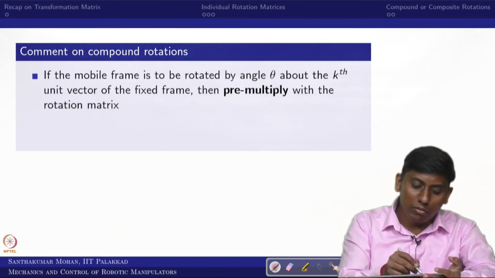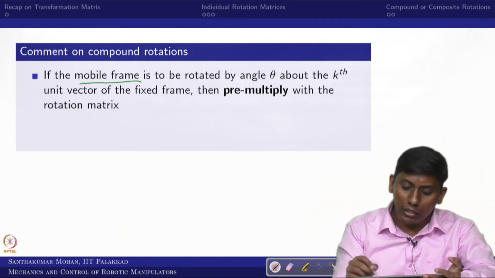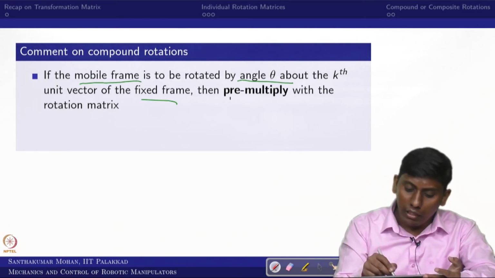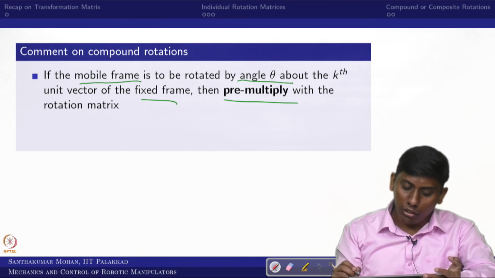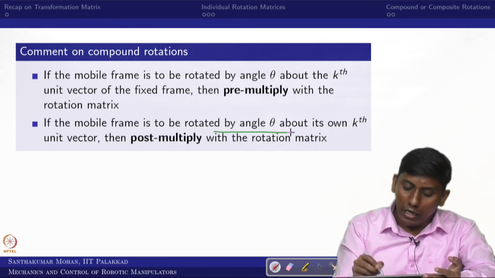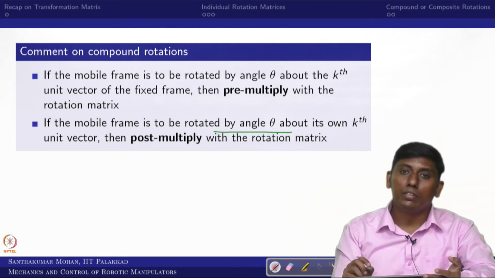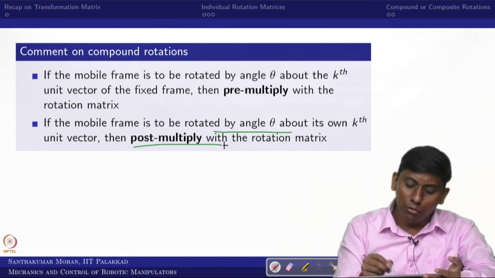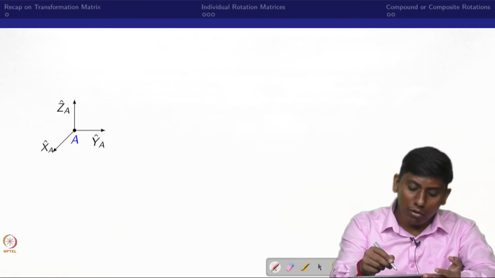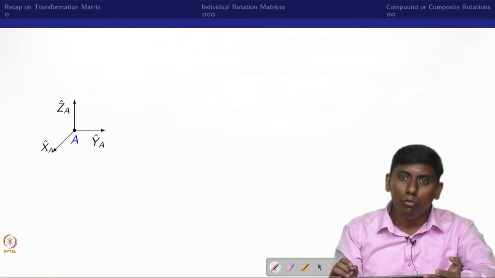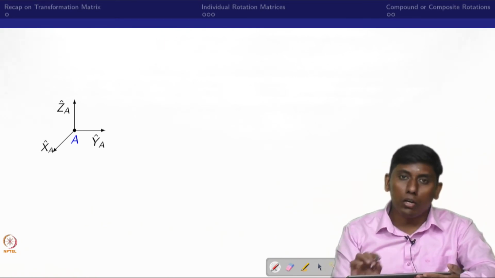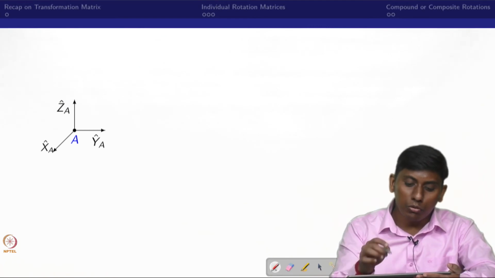So this is what we call the comment. If the mobile frame is to be rotated by an angle theta about the kth unit vector of the fixed frame, then you pre-multiply with the rotation matrix, whereas if it is rotated by an angle about its own kth unit vector, then you post-multiply with the rotation matrix. I hope you are clear on that. For understanding that with more clarity, I brought two frames, just to give clarity.